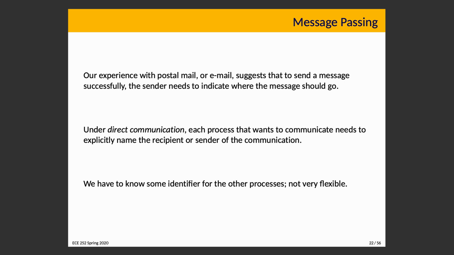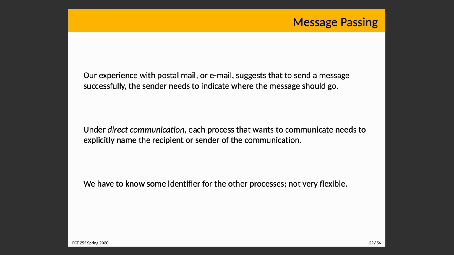Under the form of communication called direct communication, every process has to explicitly name the recipient or the sender of the communication. So the process with the process ID of 1234 says, I want to send a message to process 5678 under direct communication, and process 5678 says, again under direct communication, I want to receive a message from process 1234. That's not super flexible.